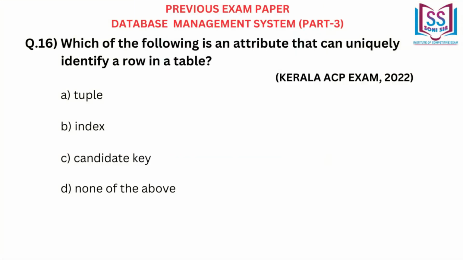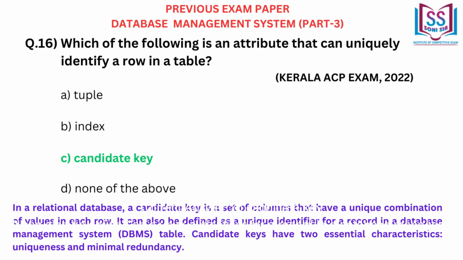Which of the following is an attribute that can uniquely identify a row in a table? A. Tuple. B. Index. C. Candidate key. D. None of the above. Correct answer C. Candidate key. In a relational database, a candidate key is a set of columns that have a unique combination of values in each row. It can also be defined as a unique identifier for a record in a database management system (DBMS) table. Candidate keys have two essential characteristics: uniqueness and minimal redundancy.